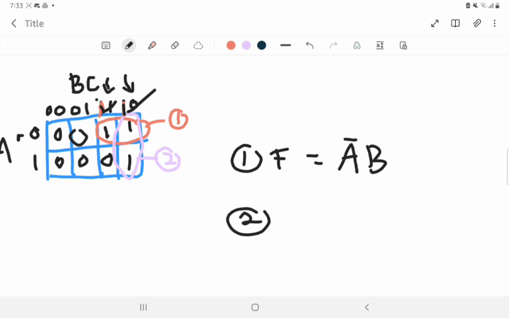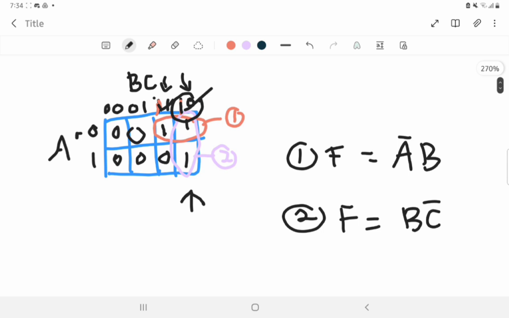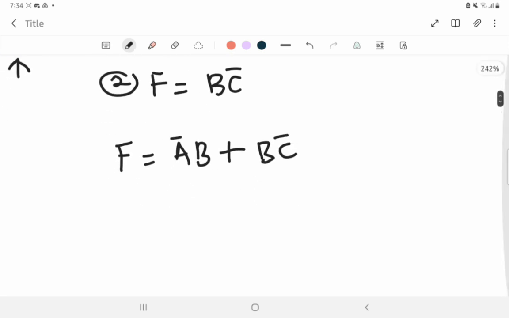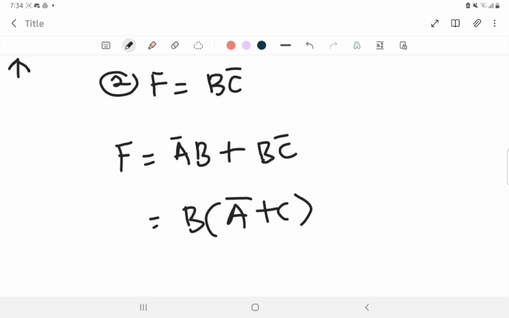Okay, second, we have this. They have the similar B and C, right? Which is 1 and 0. So we automatically take that in our equation, which is B and not C. We look at their A. Their A is different, so don't take the A. That's all. Now we have to sum this up: A not B plus B not C. Okay, we can do it like this or just leave it like this. It's alright.